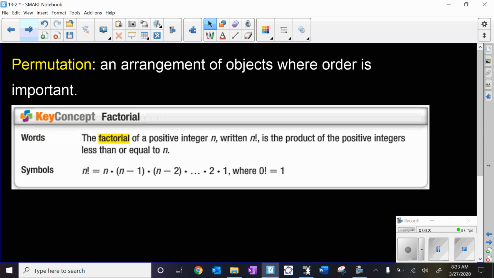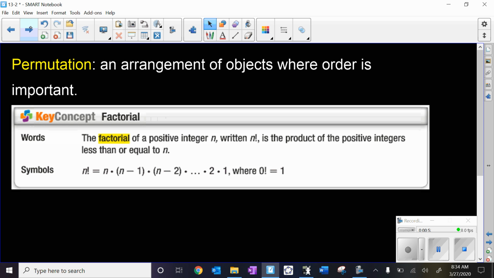So first off, what is a permutation? A permutation is an arrangement of objects where order is important. Some scenarios where order would be important: running a race, I definitely care about finishing first rather than third. Standing in line, I'd rather be towards the front of the line rather than the back. That would be where order might be important.